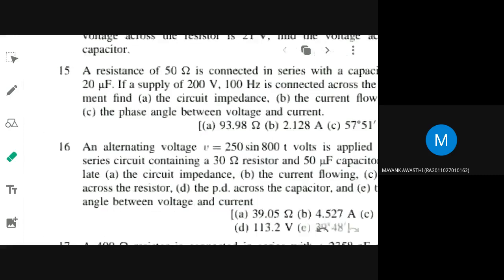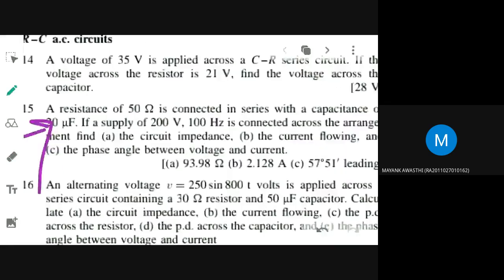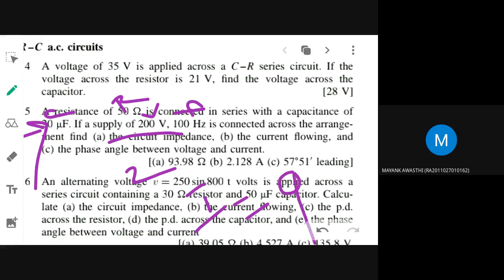Okay, 15 you will solve and tell me the answer. Today's class I will finish off problem solutions in the single phase RC circuit. I will go on to the next topic. So in case you have any doubts, ask now. Try to solve problem number 15. Here R is equal to 50 ohm, connected in series with a capacitor of 50 microfarad. Voltage is given as 200, F is 100, and they asked you to find out I. Easy problem.